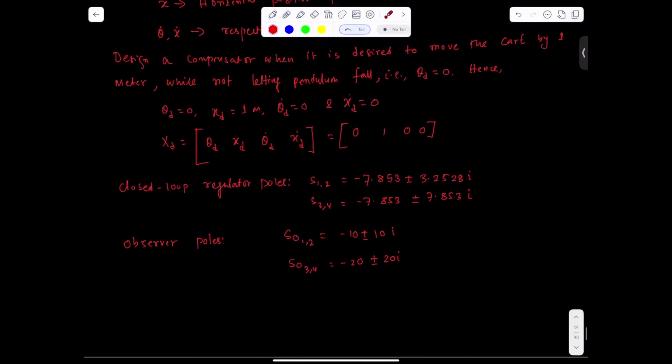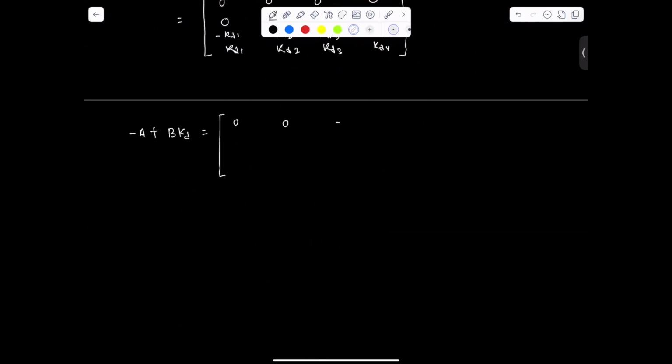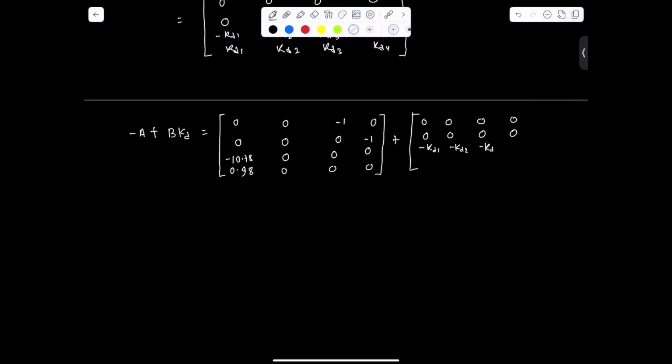Now we can find 0, 0, minus 1, 0, 0, 0, 0, minus 1, minus 10.78, 0, 0, 0, 0.98, 0.98, 0, 0, 0, and plus 0, 0, 0, 0, 0, 0, 0, 0, minus KD1, minus KD2, minus KD3, minus KD4, KD1, KD2, KD3, KD4.